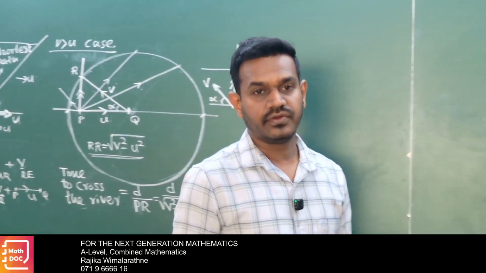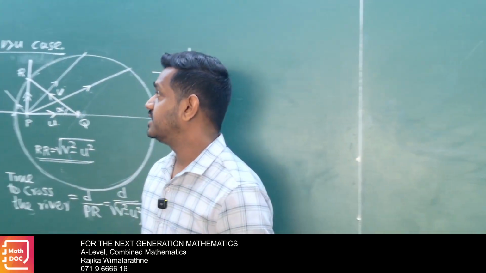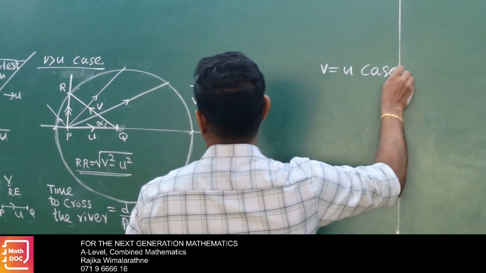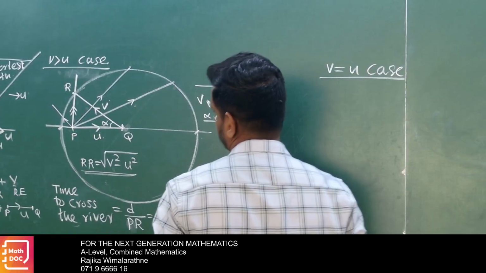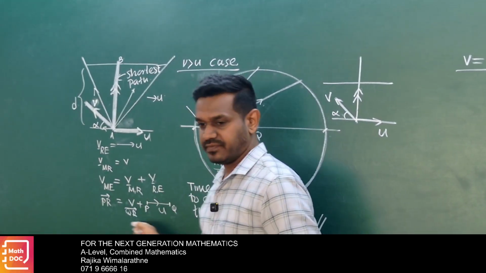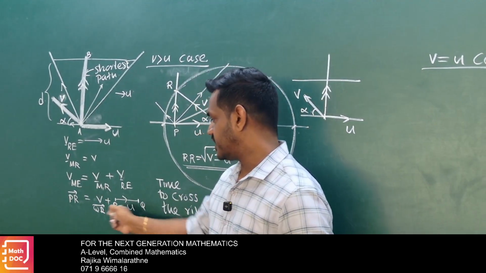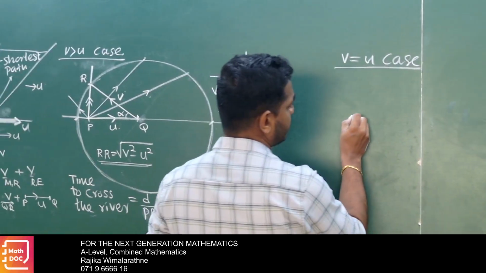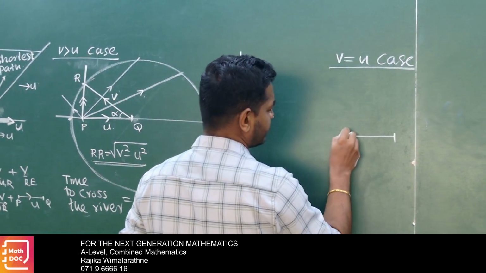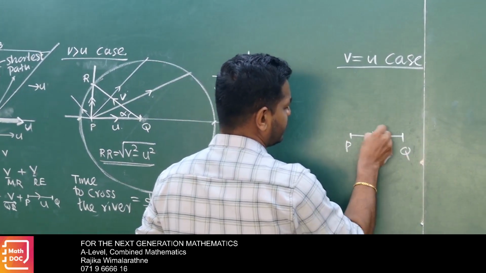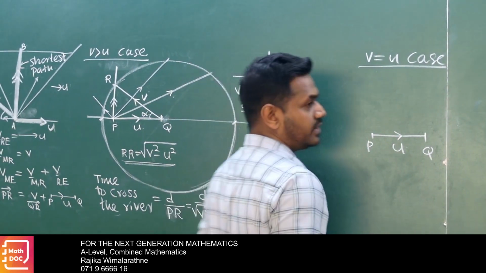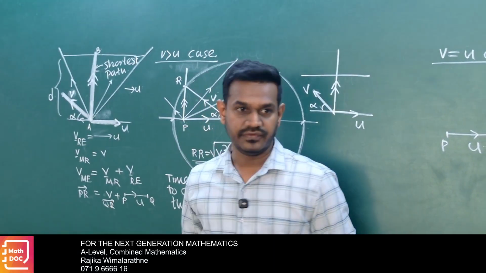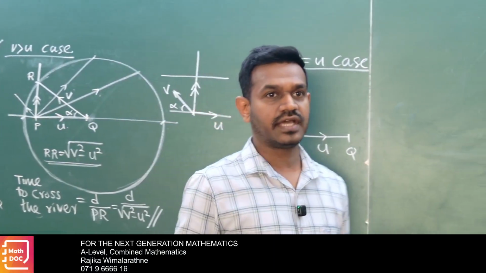Okay, now you just consider the second case, V equal to U case. So you consider the same data set. Here sketch the PQ vector first, that is U. Then the QR vector. Here the QR vector is V, no? Magnitude V. Then we know U and V both are the same, no?